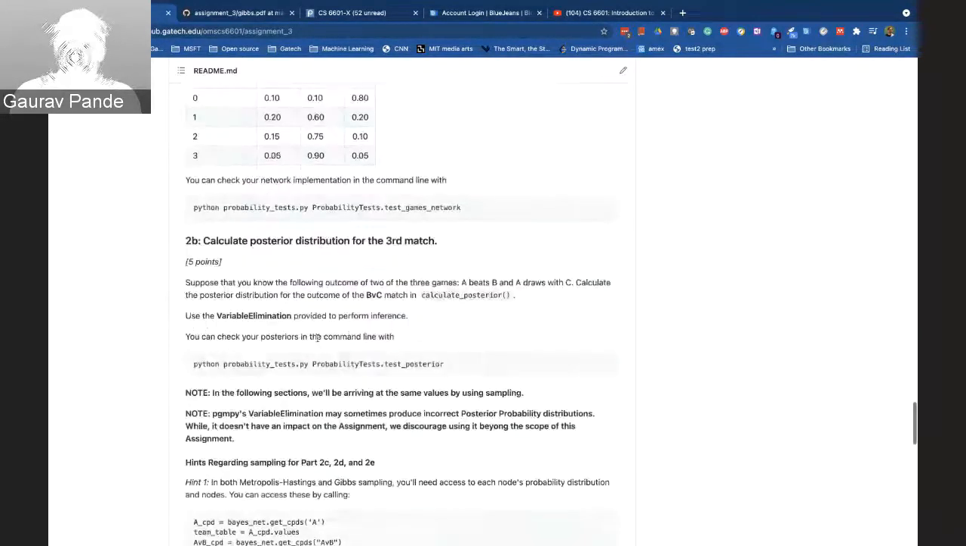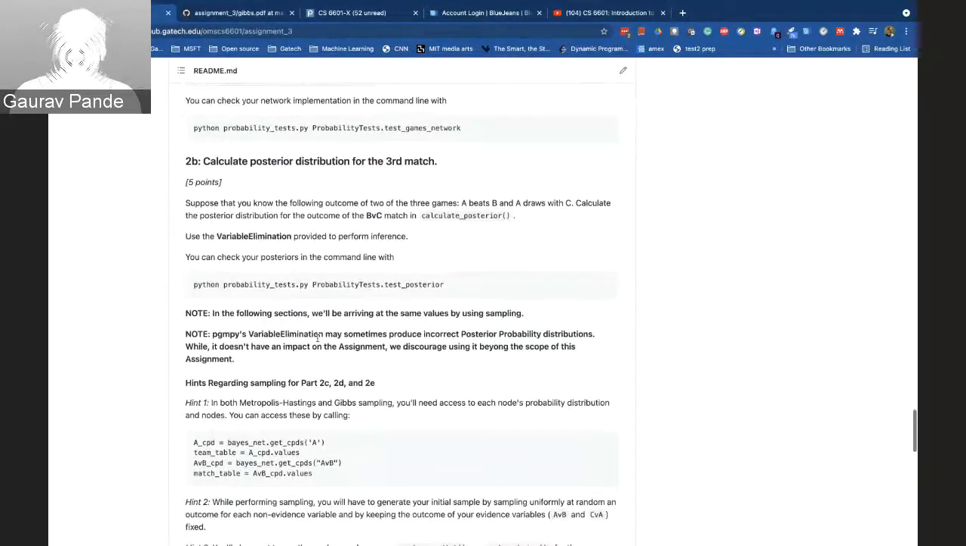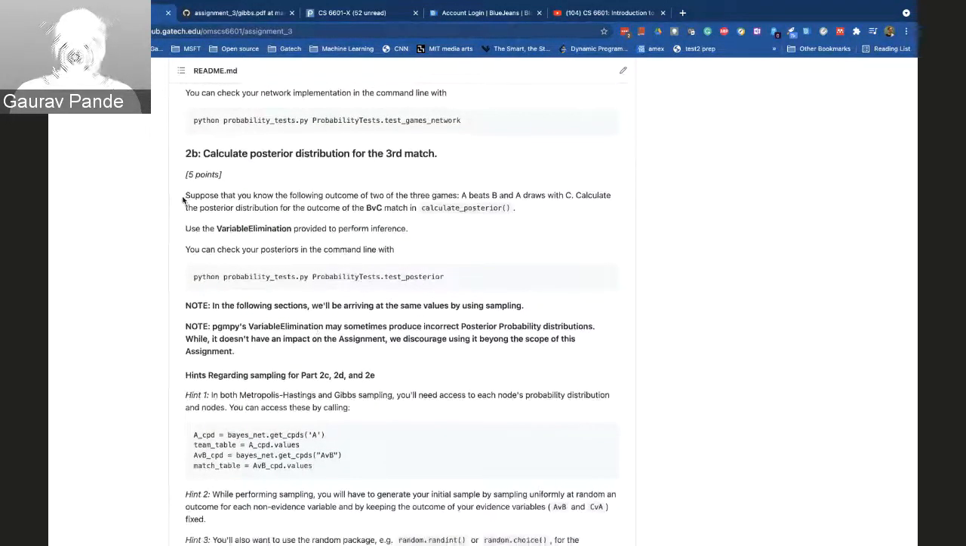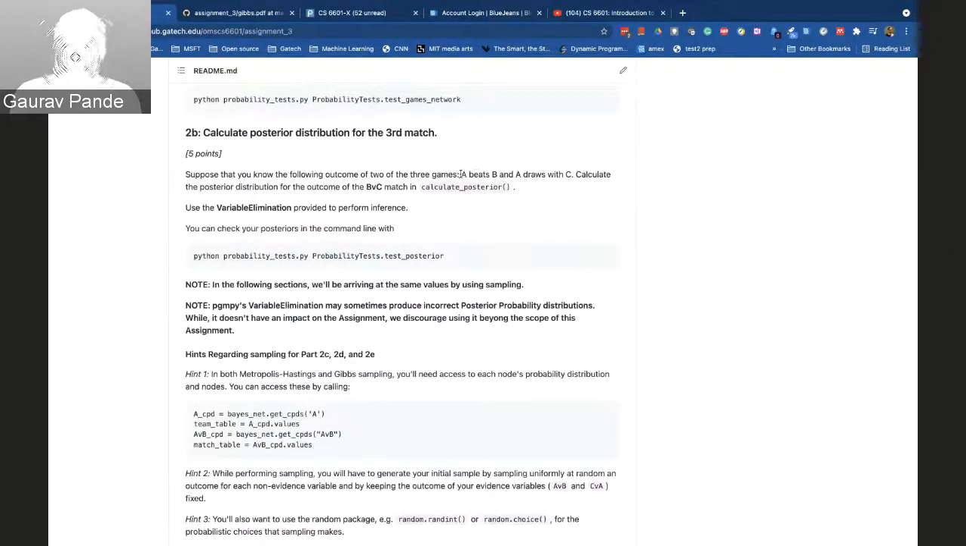Part 2B is basically calculating the posterior distribution for the third match. You are given the statement that suppose you know the outcome of two of the three games. A beats B and A draws with C. So this is the evidence given to you: A versus B and A versus C. Now you have to calculate the posterior distribution for the outcome of the B versus C match in this second statement here. And you have to use the same evidence in all the parts afterwards.